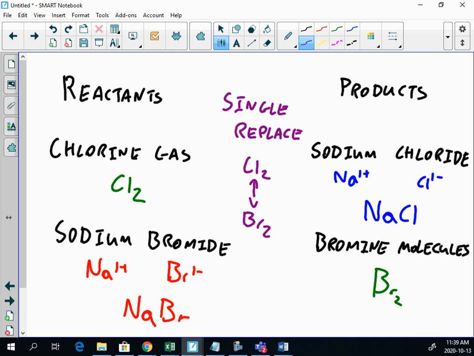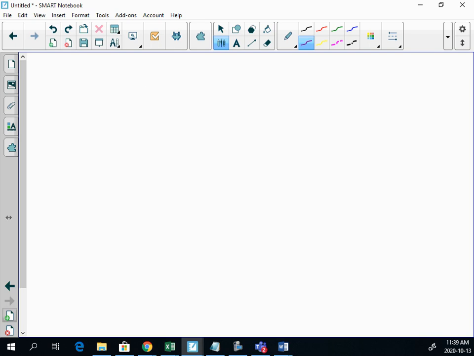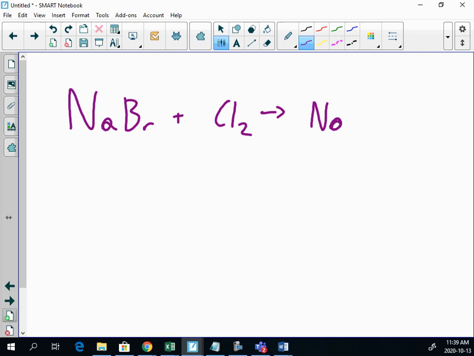So keeping that in mind, let's write out our full chemical equation here. Let's take NaBr plus Cl2, forming NaCl plus Br2. Once you've got this down, our balancing is pretty straightforward. We need a 2 here and a 2 here. That gives us 2 sodium, 2 sodium. It gives us 2 bromine, 2 bromine. It gives us 2 chlorine, 2 chlorine. Everything balances out, and we're happy.